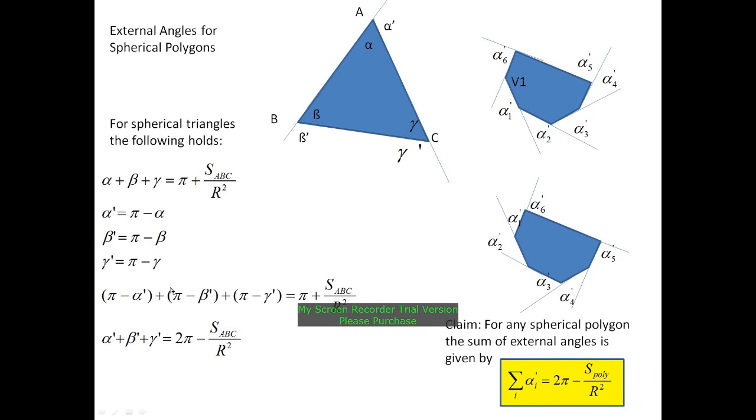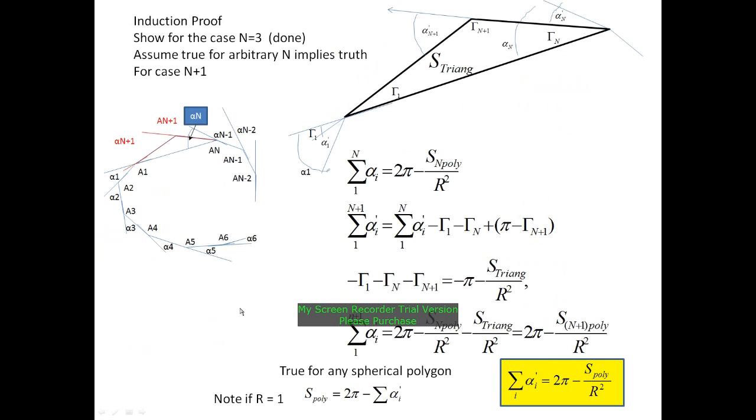I just don't want to take credit. All I'm taking credit for is the SketchUp artwork and my own befuddled explanation here. So how do you prove this for the general polygon? Well, first you show it's sort of a modified version of an induction proof. Show it for the case where the number of vertices n equals 3. That we've already done. That's the triangle.